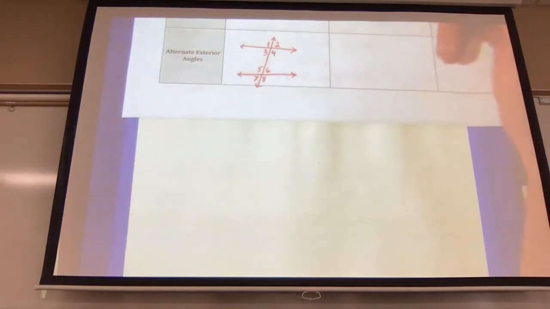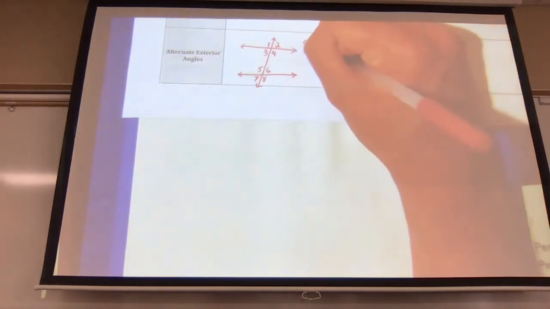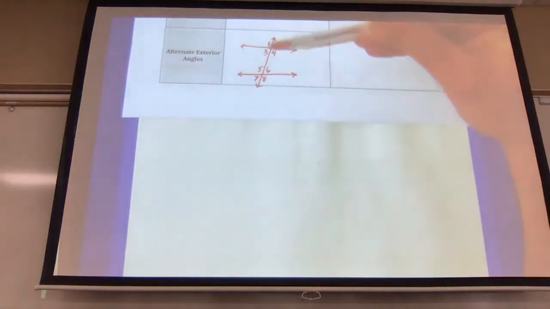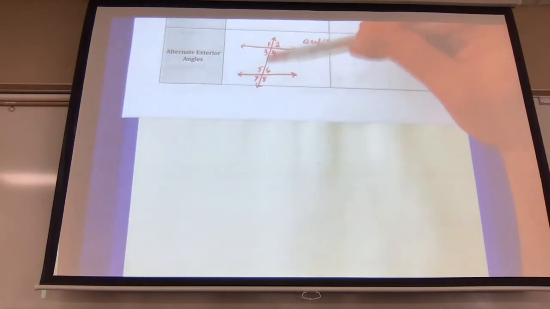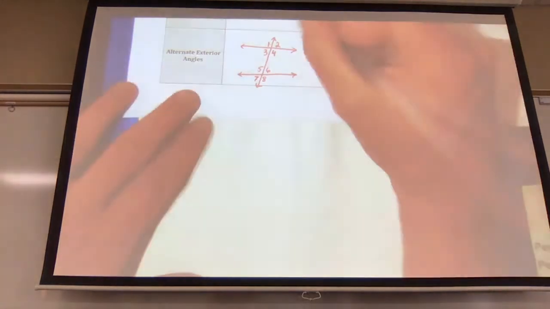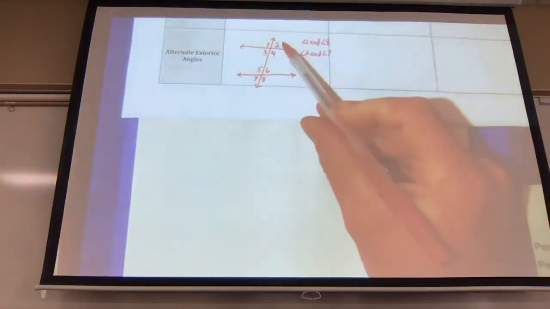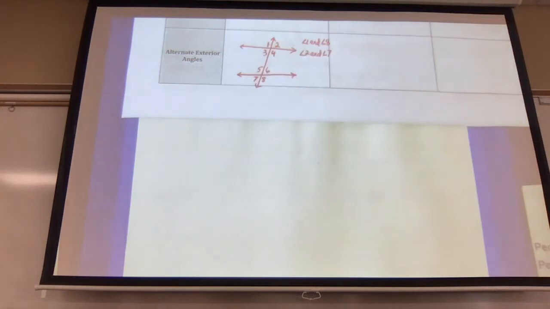And let's give you guys a shot here. Can anybody give us one pair of alternate exterior? So 1 and 8. 1 and 8 are both outside the two lines being intersected, opposite sides of the transversal. That's one of them. Can anybody give us another one? Alec, what do you think? 2 and 7. Very good. 2 and 7, opposite sides of the transversal, outside the two lines being intersected.